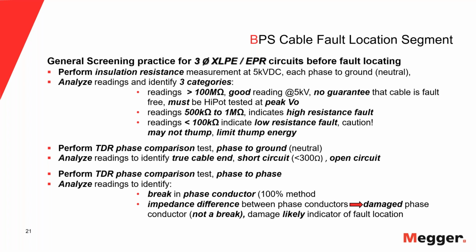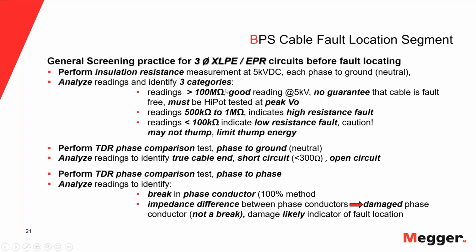So one of the tests is we perform an insulation resistance test, let's say maybe at 5 kV, each phase to ground. We analyze the results, and look for the results to fall in 3 different categories. Either we have a fairly high insulation resistance, and by high, I'm saying above 100 megohms. That would typically indicate a good insulation resistance. Even some of the solid dielectric cables could go much higher, but this is really on the lower end of the solid dielectric cables.